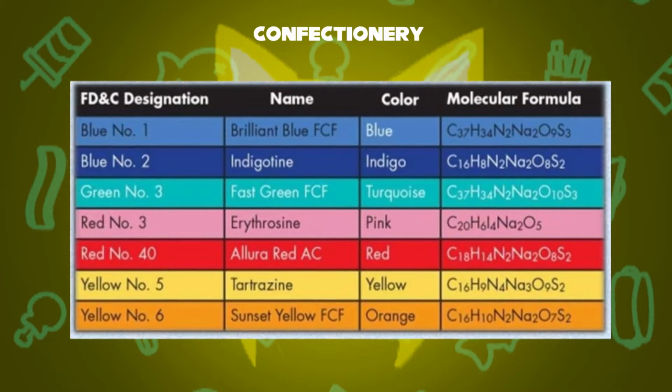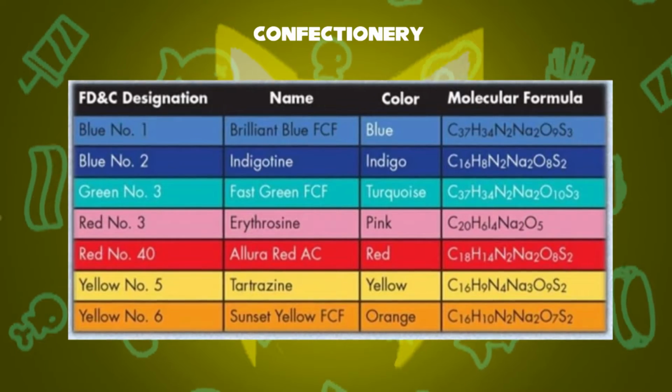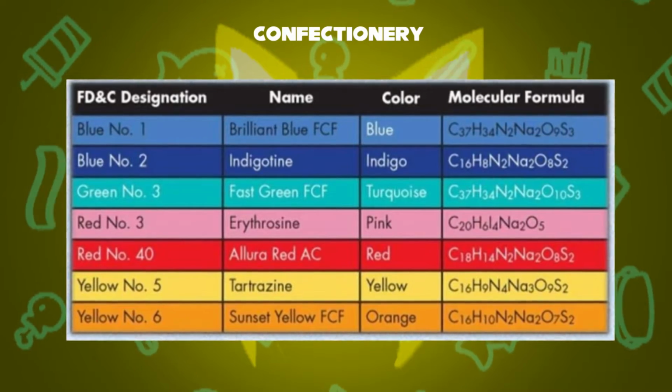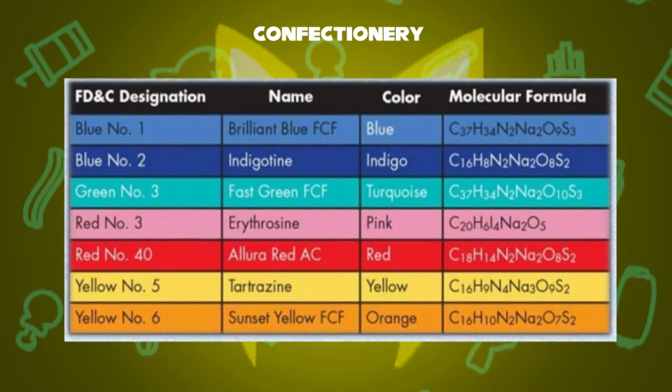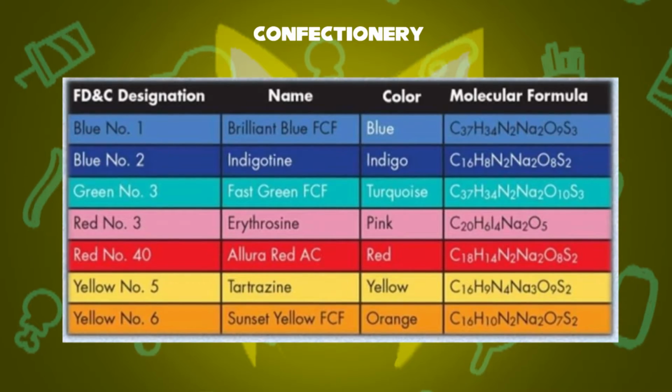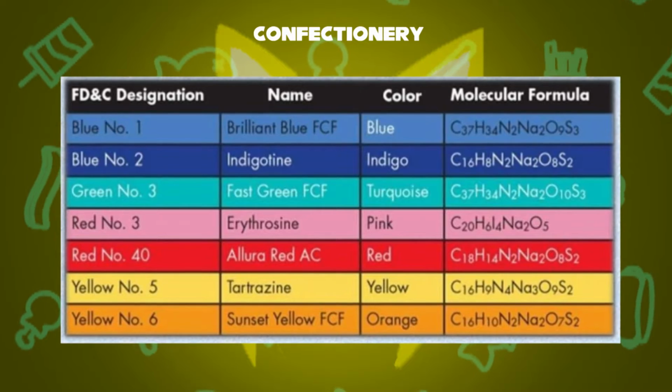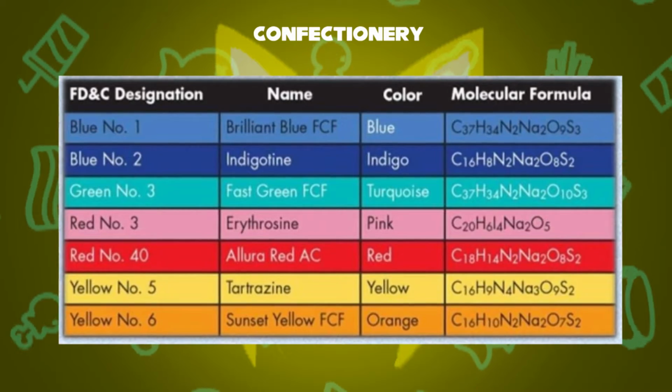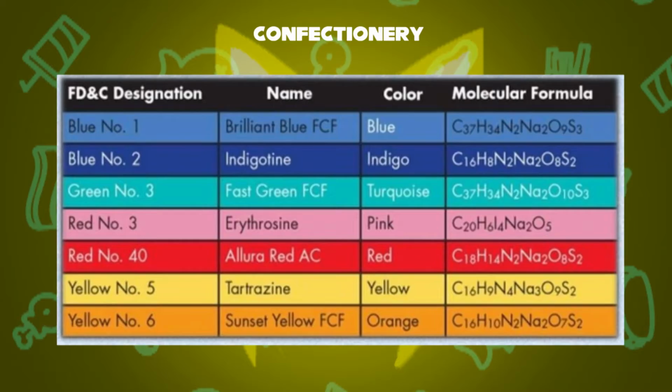Brilliant blue for the blue color. Indigotine for the indigo color. Fast green for the turquoise color. Erythrosine for the pink color. Allura red for the red color. Tartrazine for the yellow color. And sunset yellow for the orange color.